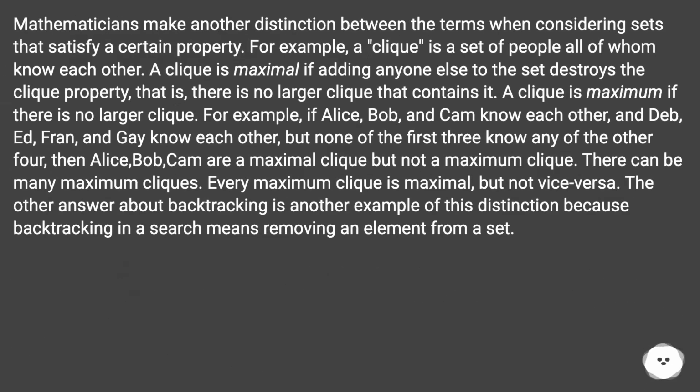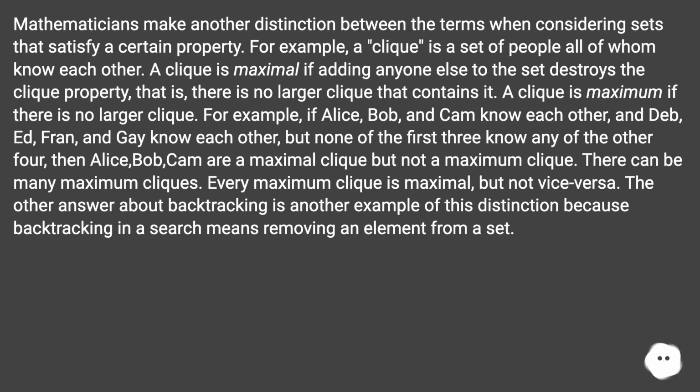Mathematicians make another distinction between the terms when considering sets that satisfy a certain property. For example, a clique is a set of people all of whom know each other. A clique is maximal if adding anyone else to the set destroys the clique property, that is, there is no larger clique that contains it. A clique is maximum if there is no larger clique.